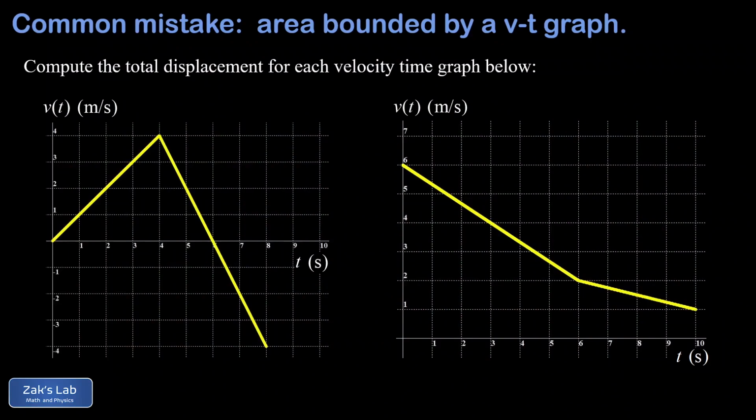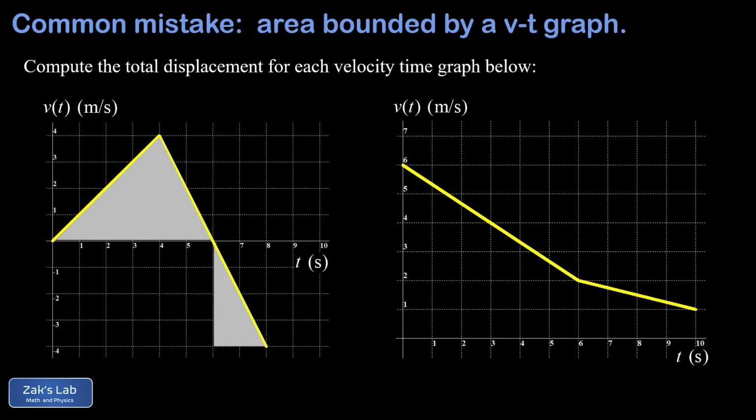Today we're looking at a common mistake that occurs while computing the area bounded by a velocity time graph, which should give us the displacement of an object moving in one dimension. And the mistake I've seen most commonly when calculating the displacement happens when the student isn't really clear on how the area bounded by a function is defined.